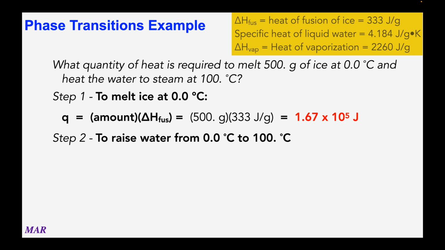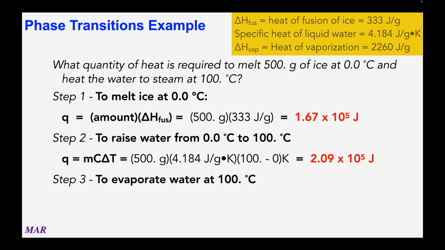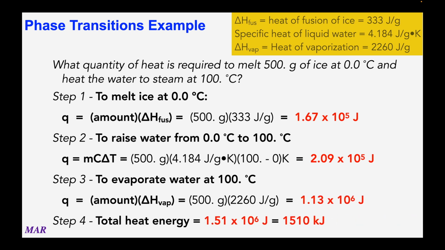Step 2, we're going to raise the water from 0 Celsius to 100 Celsius. This will be Q equals mc delta T. So the C value is 4.184. The mass is still 500 grams. Delta T can be Celsius or Kelvin. It doesn't matter. It's going to be delta T of 100 either way. 2.09 times 10 to the 5th joules. And then the final step will be to evaporate the water. We'll have the amount, again, times the delta H of vaporization, in this case 500 grams times that 2260 joules per gram value, 1.13 times 10 to the 6th joules.